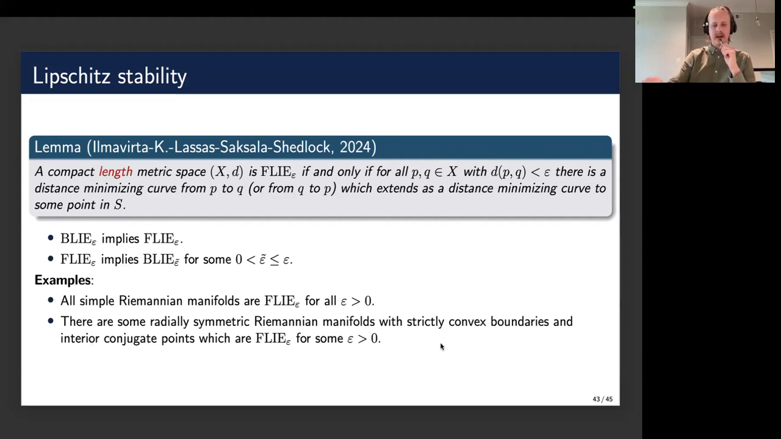So we really can allow geometries that are not simple. Conjugate points are allowed.